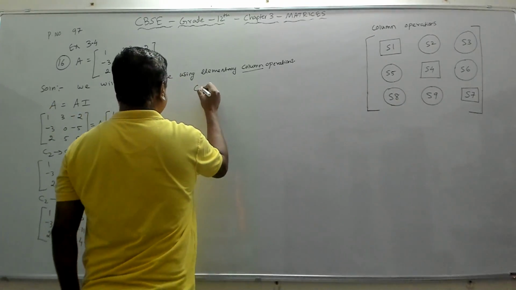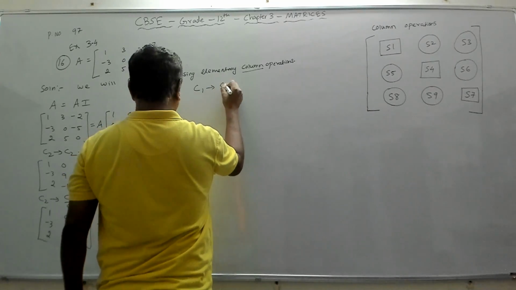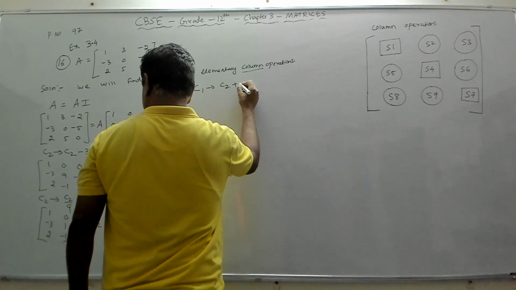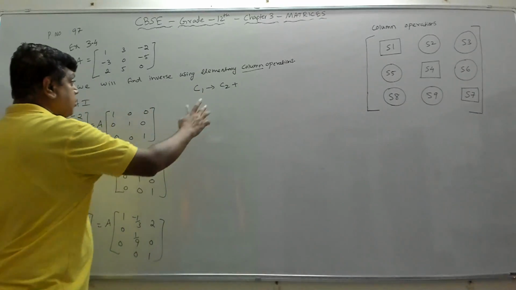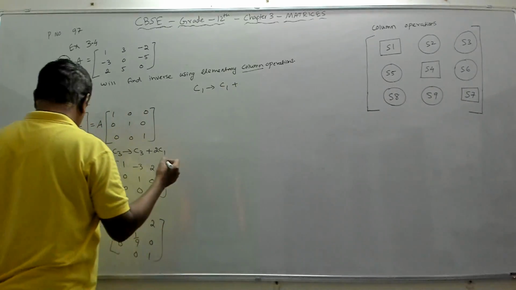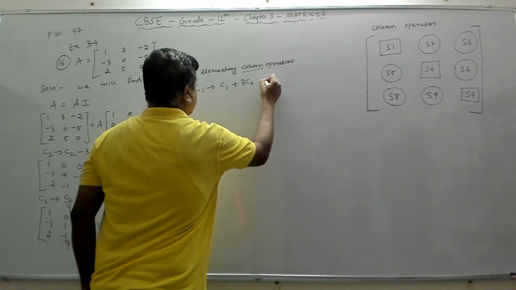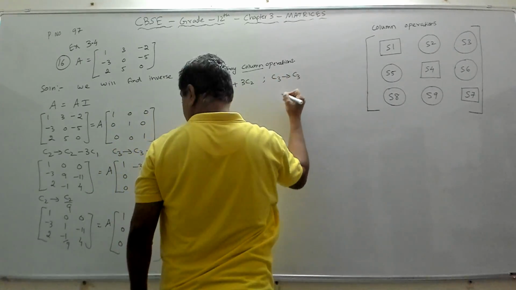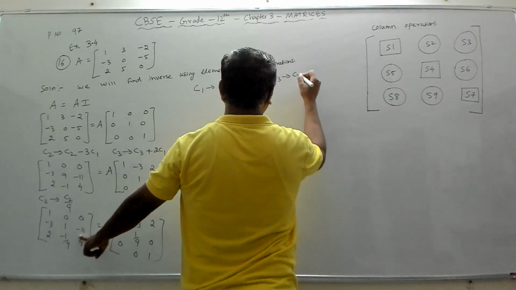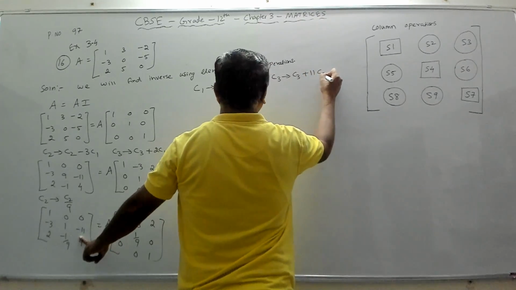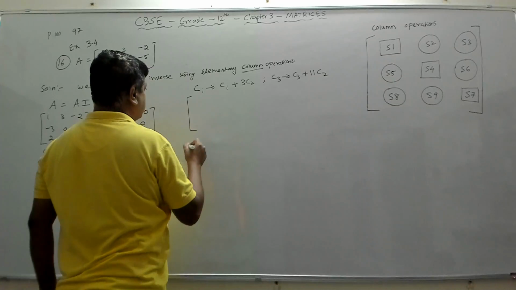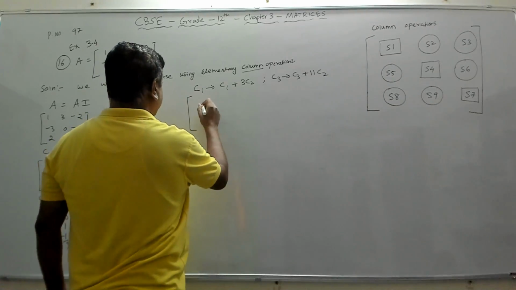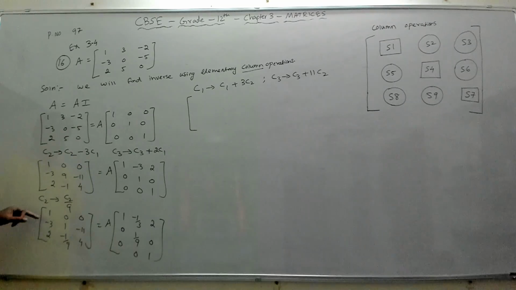So I will apply this. C1 implies C1 plus 3 times C2, that is minus 3 plus 3 times C2. And another operation, C3 implies C3 plus 11 times C2. Minus 11 plus 11 times 1 will make this minus 11 as 0. So if you apply this, what do we get? So I will write the chain. We have to be careful when we're doing it, right? C1, so for C1 we are going to apply this.